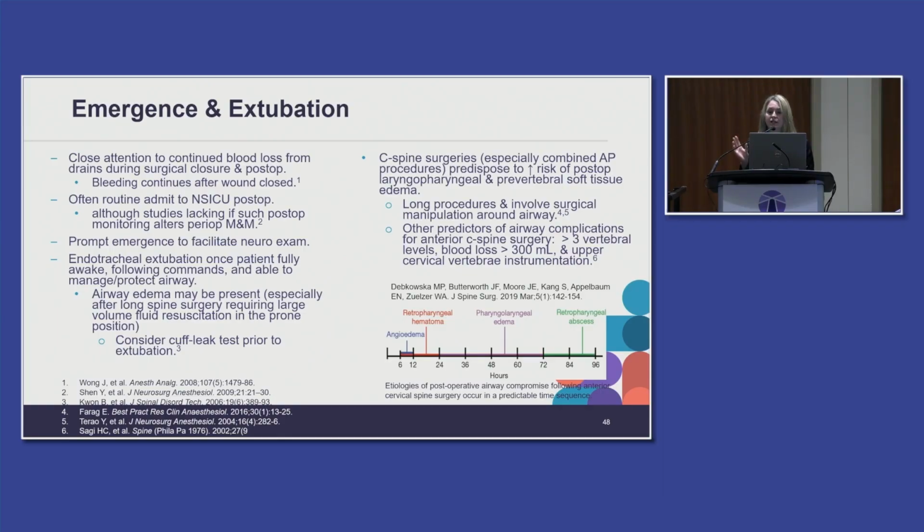Other predictors, just in anterior cervical spine surgery alone, of airway complications have been found if there's greater than 3 vertebral levels, blood loss greater than 300 mLs, and if instrumentation was at the upper cervical levels. You can see here in this diagram, the purple one, pharyngolaryngeal edema, is of the most interest or concern to me on this one, because you can see that it actually starts to occur 24 to 72 hours afterwards.